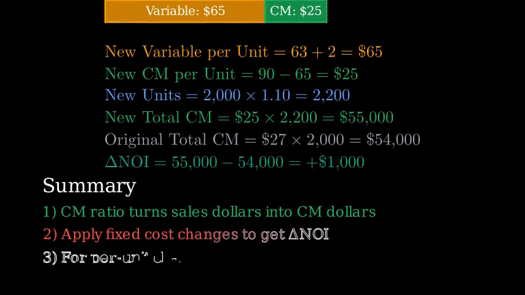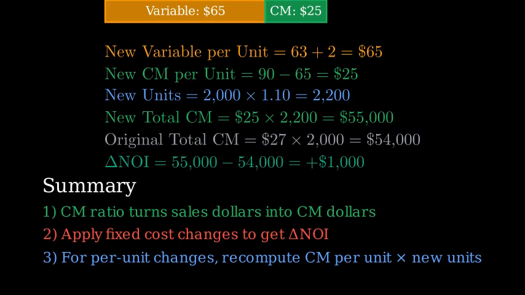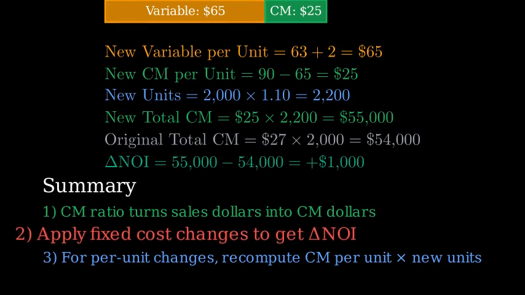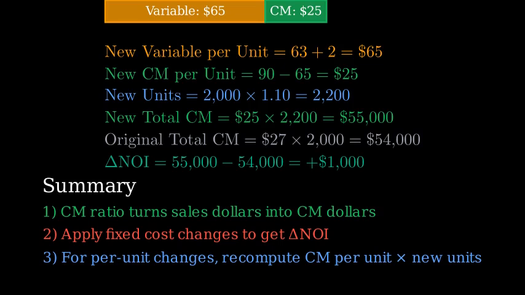To summarize, use the contribution margin ratio to translate sales changes into contribution margin changes quickly. Then, apply fixed cost changes to find the change in net operating income. For per unit changes, recompute the new contribution margin per unit and multiply by the new volume.